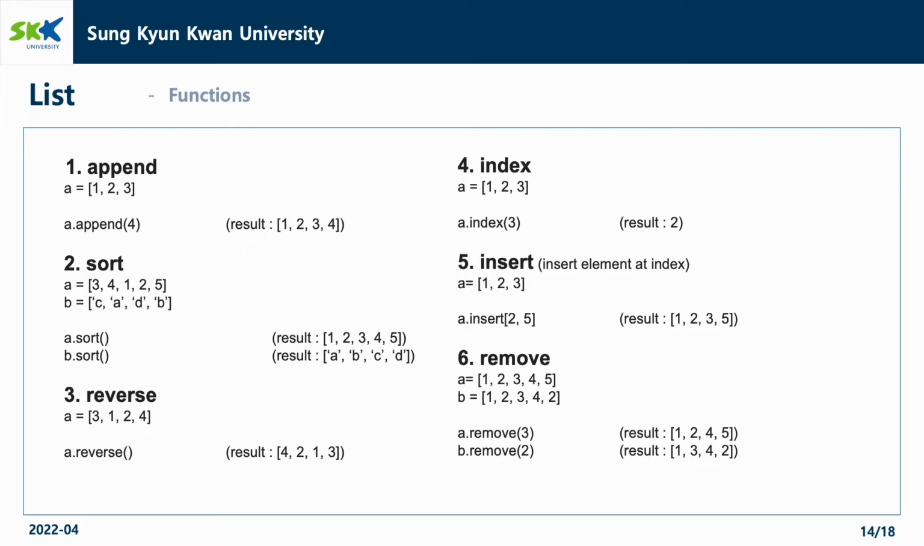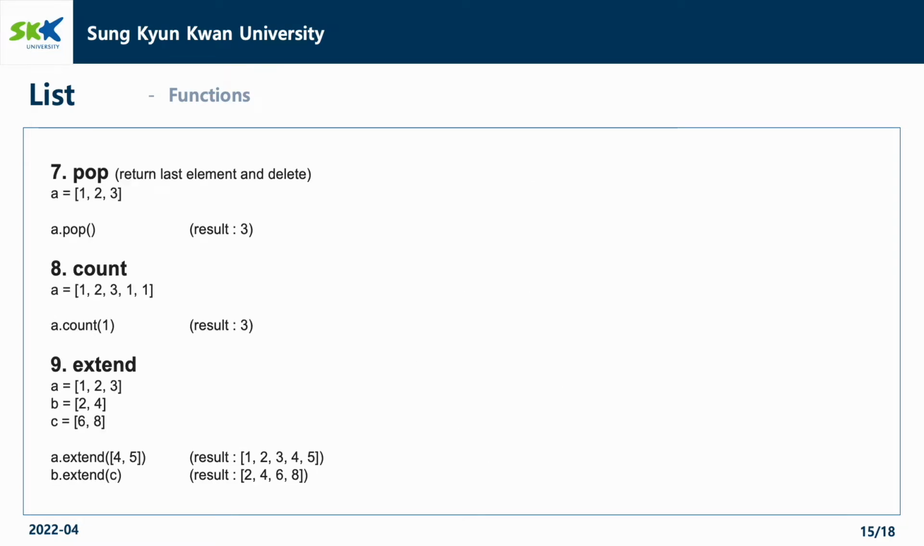The insert function is used as insert(A, B). You can insert a value B before the desired position A in the list. The remove function can erase a value in the list. The pop function returns the last element of the list and deletes the element. The count function can find the number of desired values in the list.